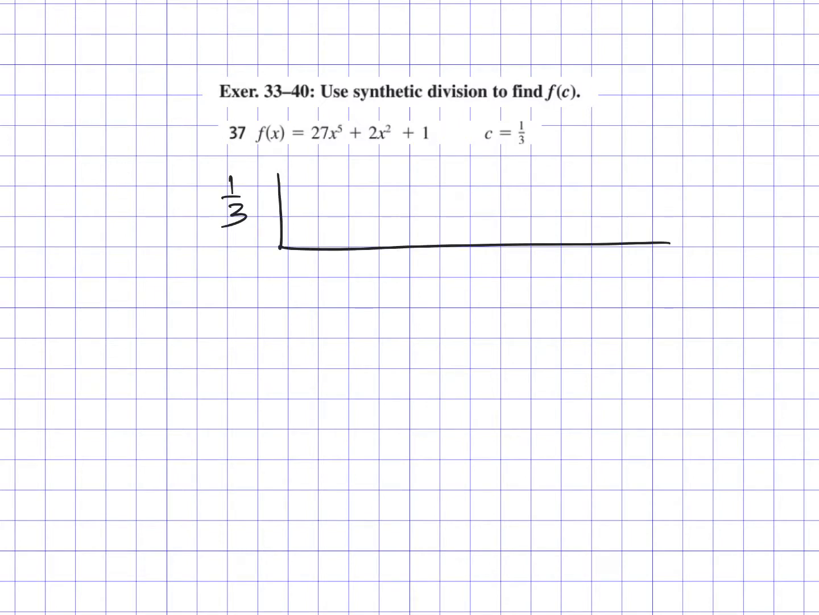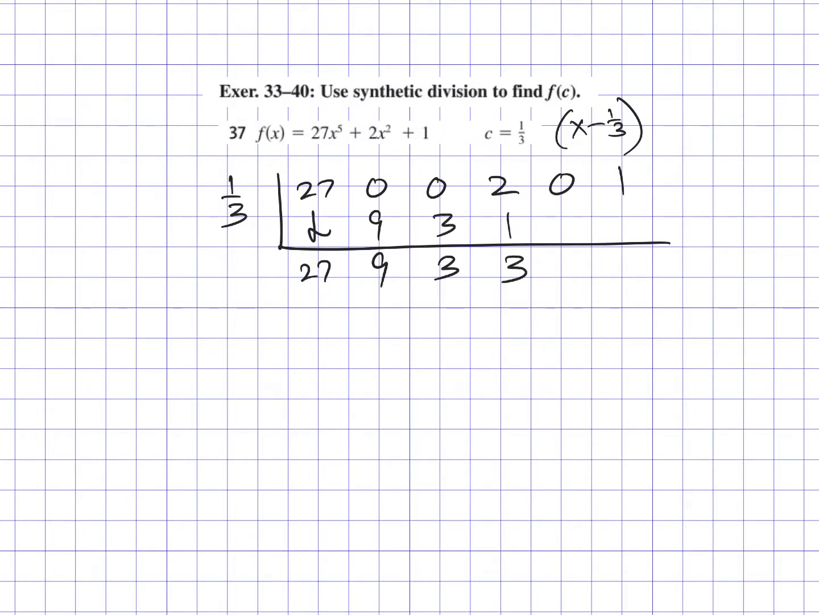1/3. Get over your little fraction problems and decimals and use your brain. You can do this. 27. We don't have an x to the fourth or an x cubed. We have a 2. We don't have an x. We have a 1. So that's where students really make the mistake. They forget a lot of different placeholders. Drop the first one down. So this is from x minus 1/3 as a factor. So multiply those together and add, repeating that for each step. Or 4/3. So that's the answer if c is 1/3.